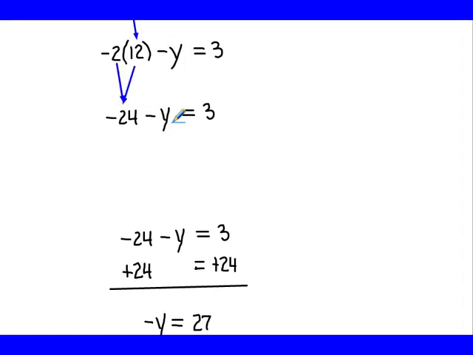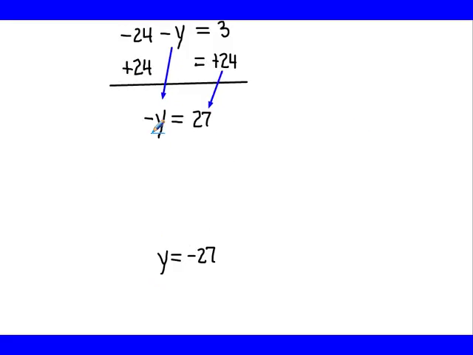We need to get the y by itself. So in this case, we need to get rid of that negative 24. So we add 24 to both sides of the equation. The 24 is canceled. The y comes down. 24 plus 3 is 27. So now I have negative y is equal to 27. So we know that y is being multiplied by negative 1. When we divide both sides of the equation by negative 1, we see that y becomes negative 27.